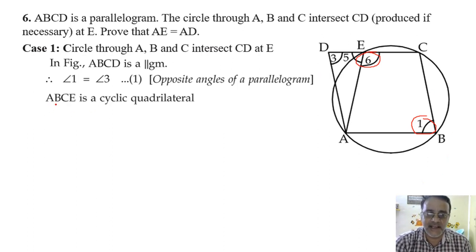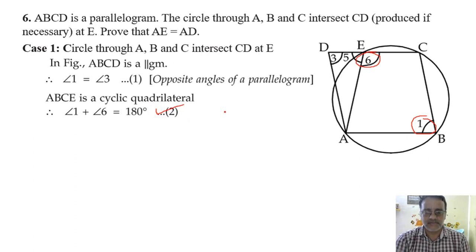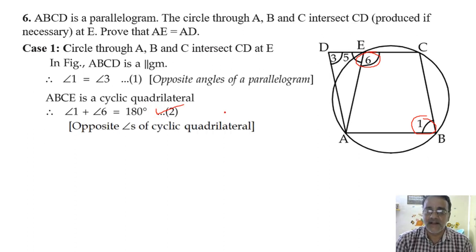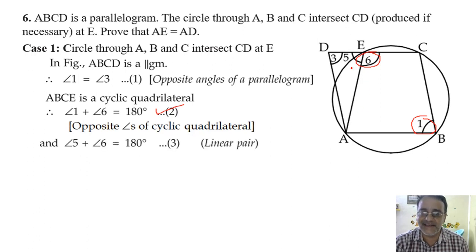Let ABCE be a cyclic quadrilateral. So angle 1 plus angle 6 is equal to 180 degrees. Let it be equation number 2. The reason is opposite angles of a cyclic quadrilateral. Now angle 5 plus angle 6 is also equal to 180 degrees. Why? Because of linear pair, just now you told.